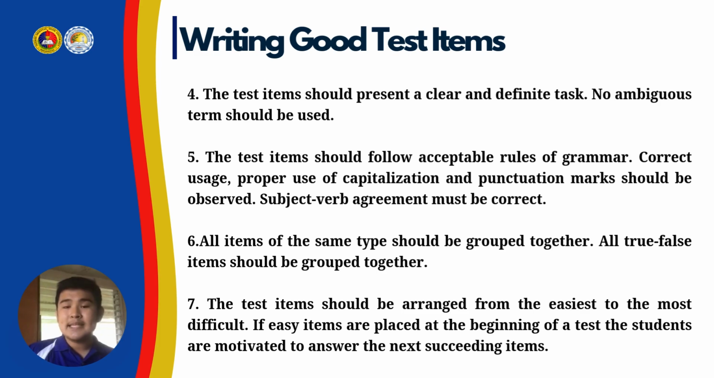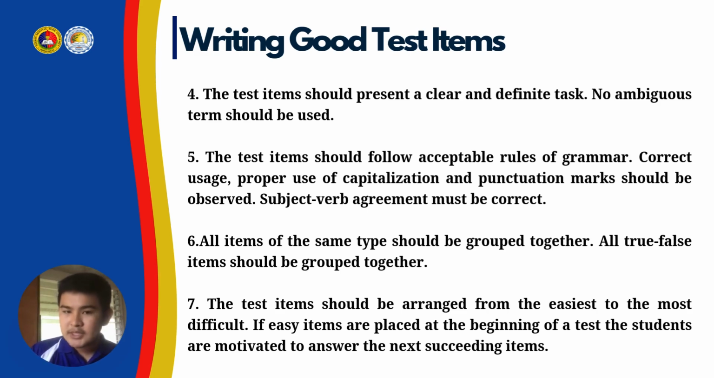The sixth rule tells us to group items of the same type together. To make the test easier for students to navigate, we should organize it by question type. For example, all the multiple choice questions should come first, followed by all the true or false items, and so on. This avoids unnecessary switching between formats, which can disrupt their focus.